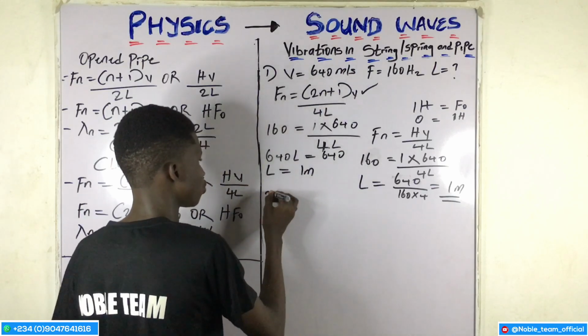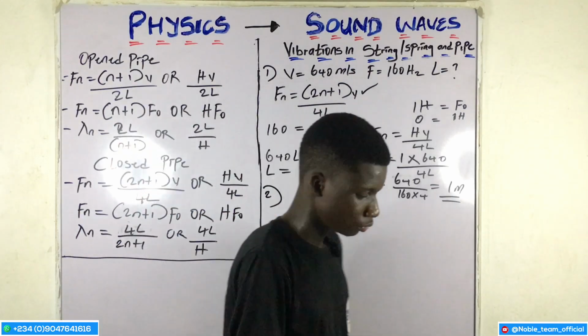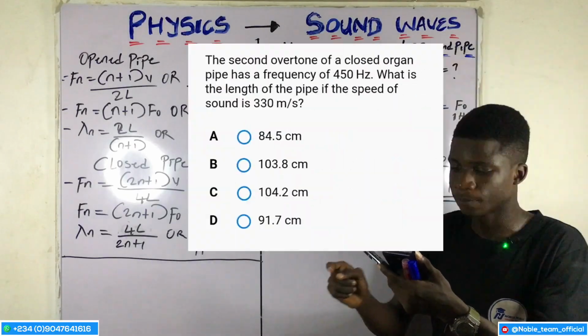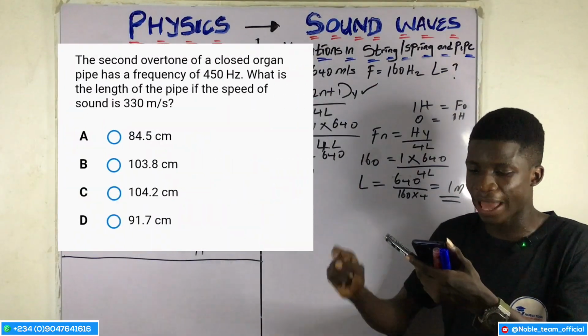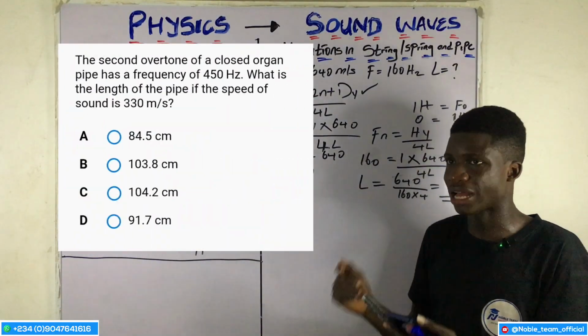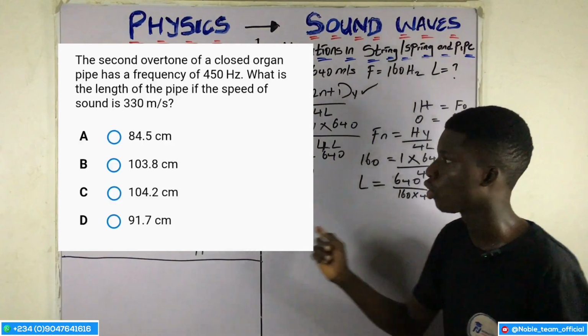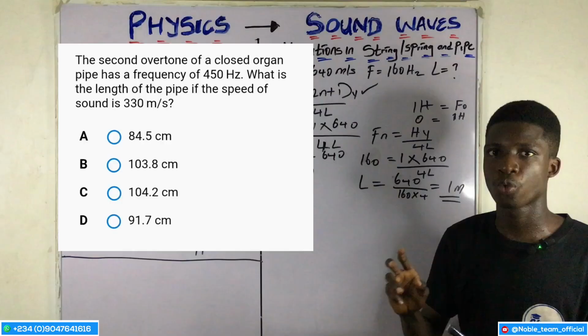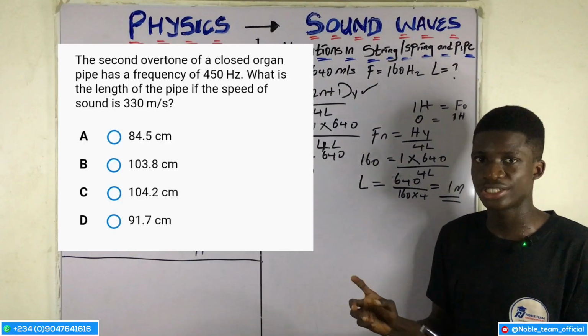Now let's solve question 2. Question 2 says the second overtone of a closed organ pipe. You can see organ. When you hear the word organ, they are talking about a closed pipe. So you don't need to worry yourself about the English, the grammar there.